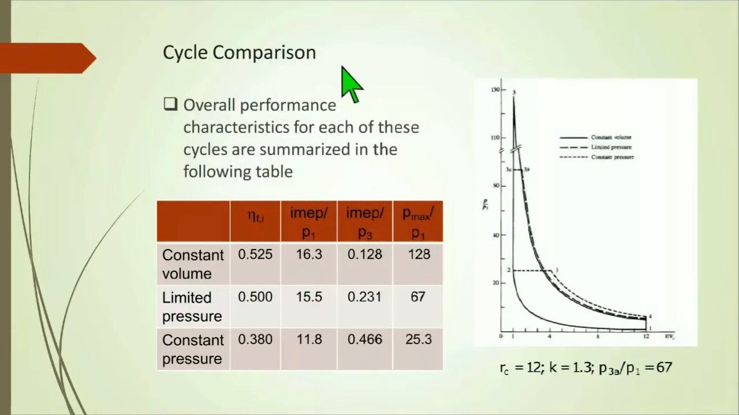Cycle comparison. Overall performance characteristics for each of these cycles are summarized in the following table. So there is a table where we will find these types of data of eta T, IMEP by P1, IMEP by P3, Pmax by P1, for constant volume, limited pressure and constant pressure. And there is a graph of three different lines: constant volume, limited pressure and constant pressure, where RC, that means compression ratio, is 12, K is equal to 1.3, P3 by P1 is equal to 67.